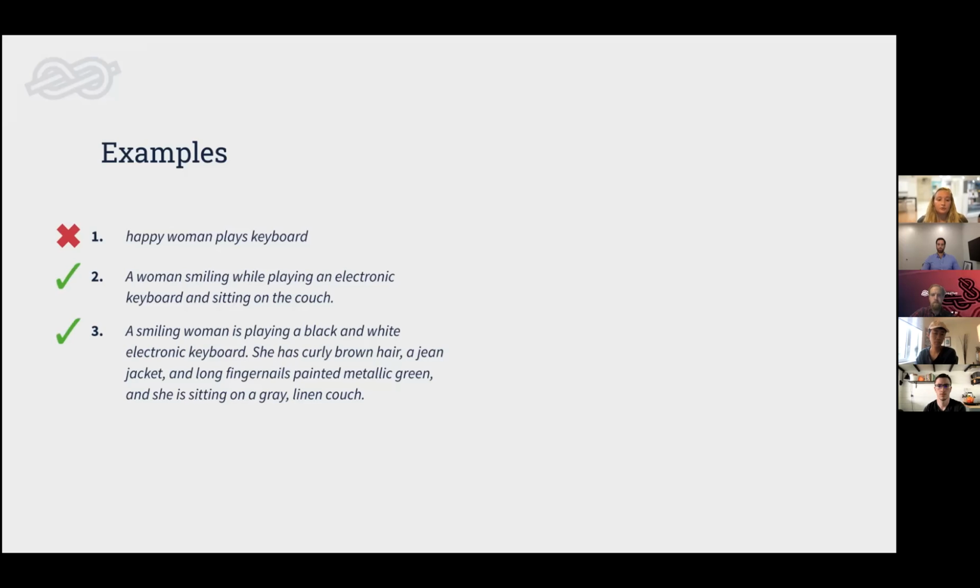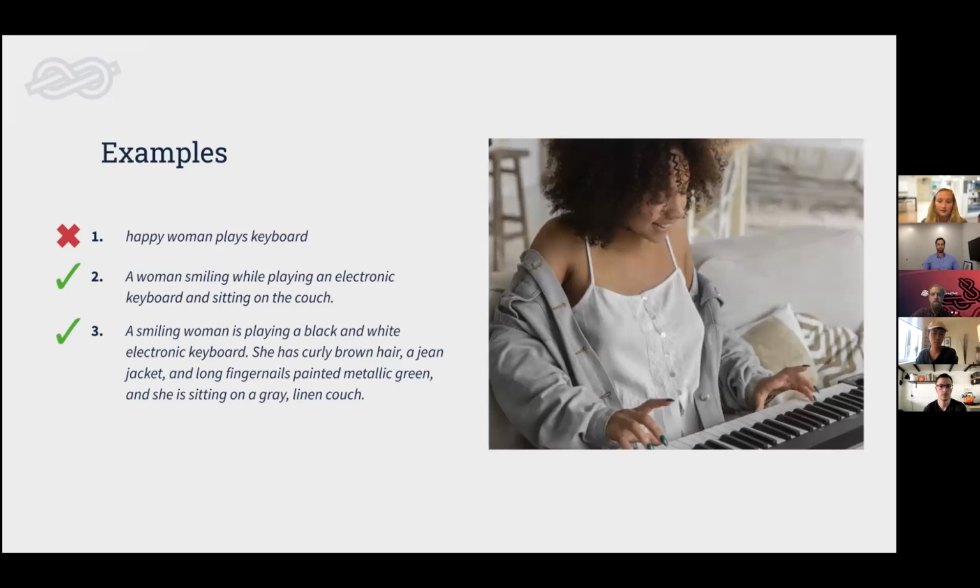Option 2 gives you a little bit more information. You get a feel of what's going on. And option 3 goes into more detailed information on what the woman is wearing and her surroundings. Just looking at these 3, I'm going to put the image up. I think for this one, we can all agree that number 2 or 3 is a great description. And before even seeing the image, we could kind of visualize what would be there.